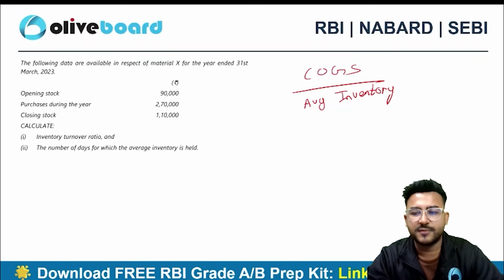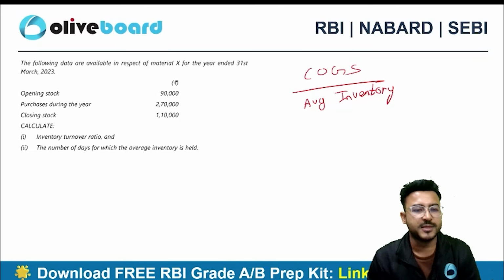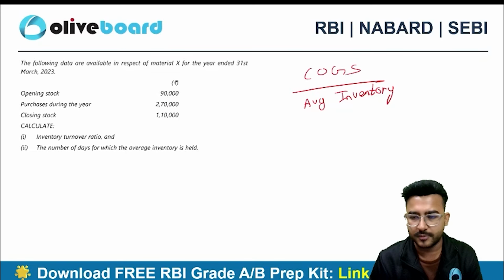What do you mean by cost of goods sold? Opening stock plus purchases minus closing stock, right?